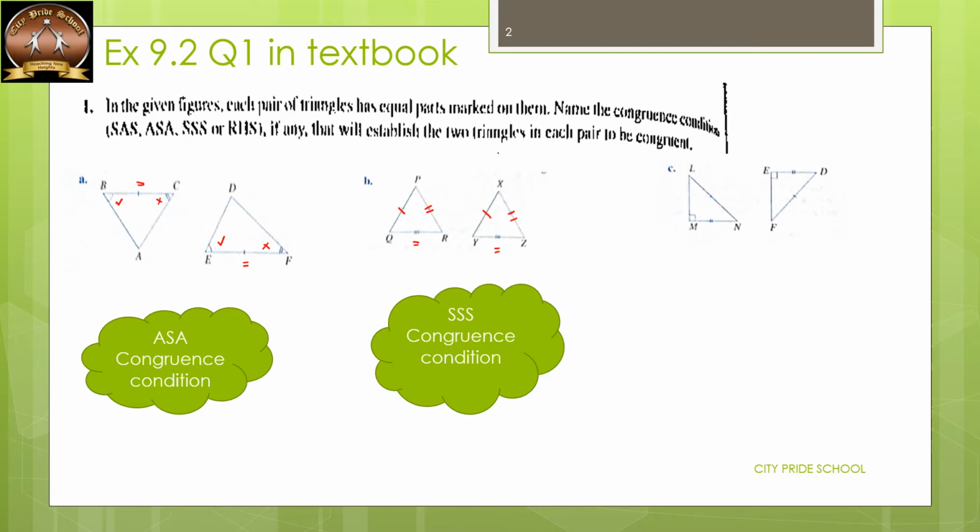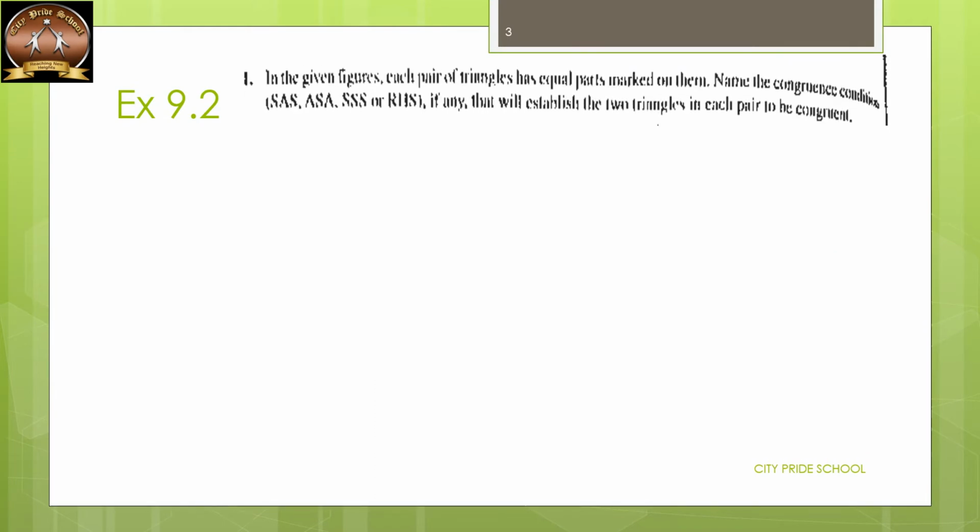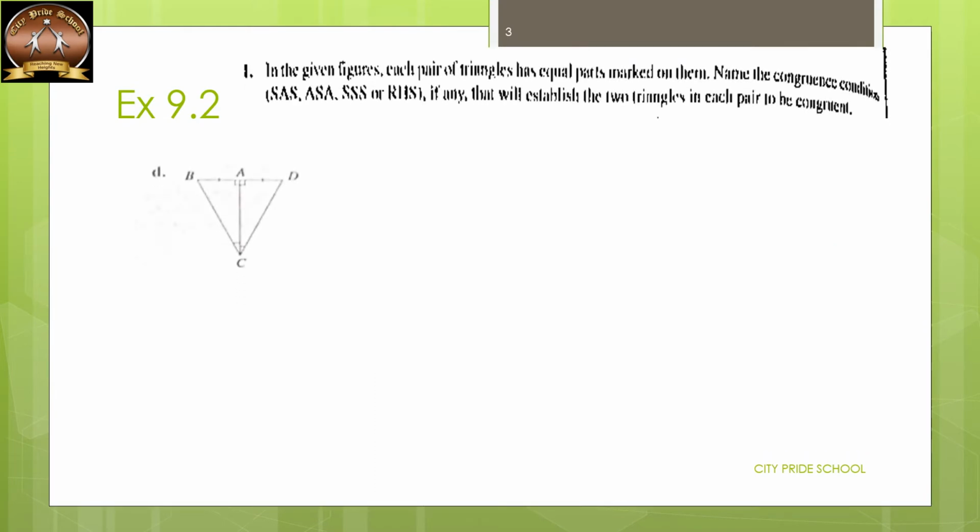In the third one, you can see it's a right angle triangle. So angle M is equal to angle E is equal to 90 degrees. Hypotenuse LN is equal to hypotenuse FD, and the side, that is the base of this triangle, MN is equal to ED. So these two triangles will be congruent by RHS congruence condition. Next, let us come to the next one, that is the fourth one.